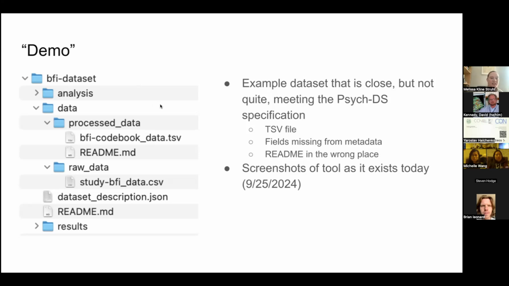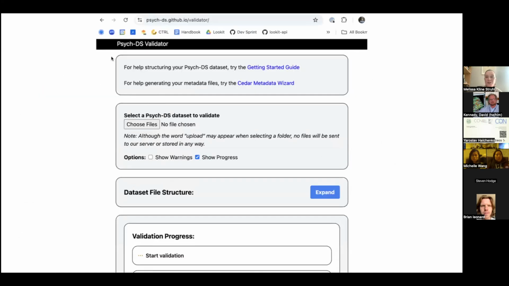For the purposes of this data, what I want to show you here is essentially a data set that is pretty close, but it's not quite meeting the Psych-DS specification yet. For instance, in this case, the data is in a tab separated format rather than a CSV. There is a metadata object that's present, but if you were to open it up, you would see that there are fields missing from it. There's a README that's in a weird spot, which the validator is going to complain about.